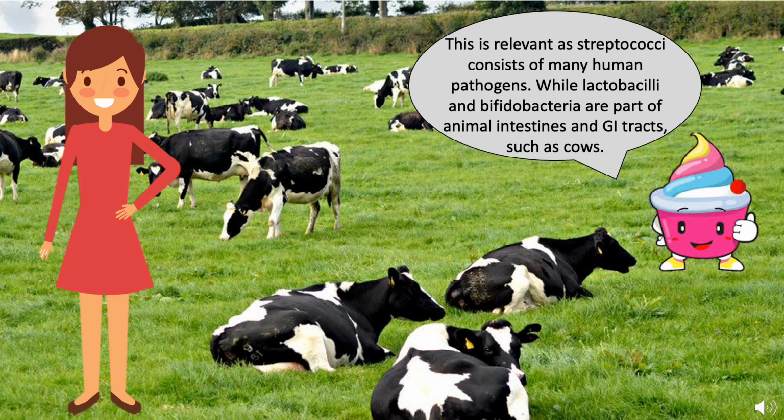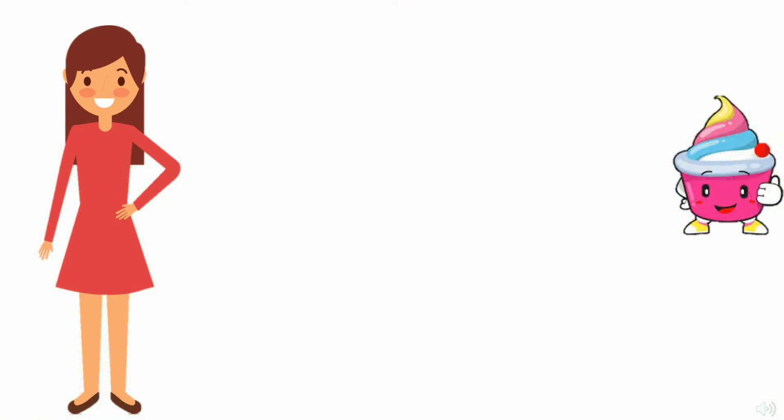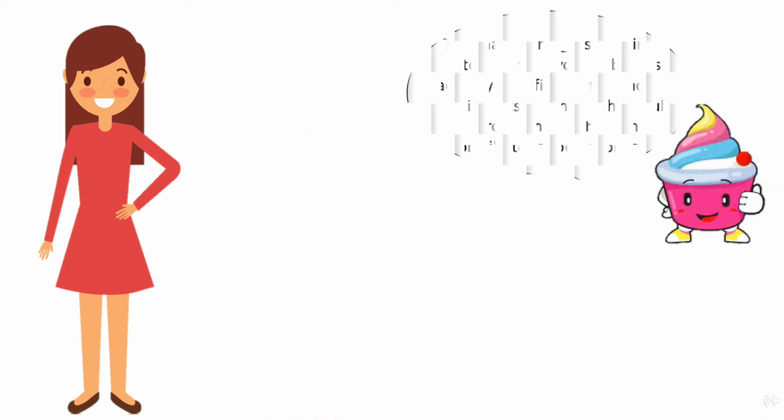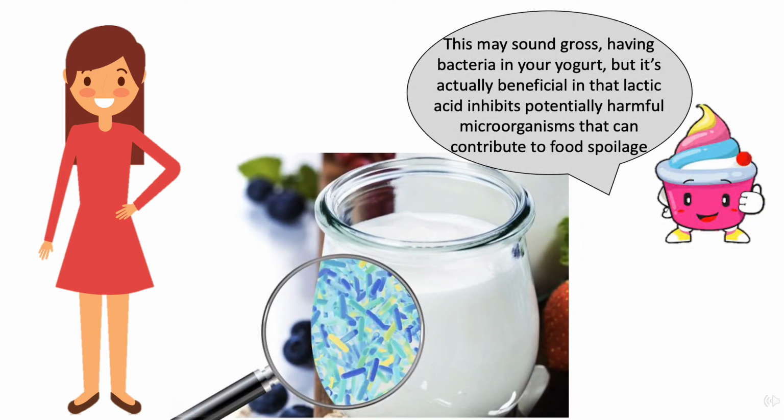This is relevant as Streptococcus consists of many human pathogens, while Lactobacilli and Bifidobacteria are part of the human intestines and GI tract, such as cows. The lactic acid bacteria are then present in the milk fermented and used to make things such as yogurt. This may sound gross, having bacteria in your yogurt, but it's actually beneficial in that lactic acid inhibits potential harmful microorganisms that can contribute to food spoilage.